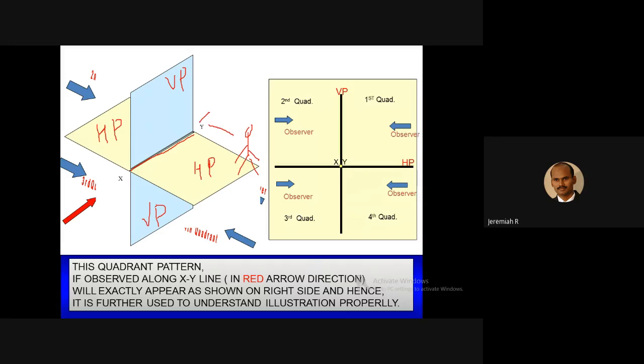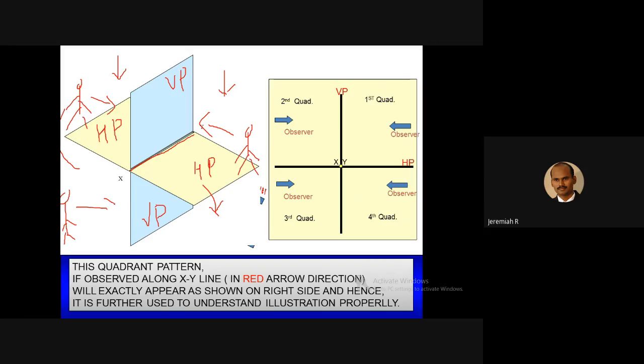So this is the front view. This is the top view. If it is the second quadrant, the observer has to stand from here. This is the front view. This is the top view. I told you, always this HP you have to rotate only in clockwise direction. Maybe first quadrant, second quadrant, third quadrant. That is the rule. And if it is the third quadrant, the observer has to see from here.